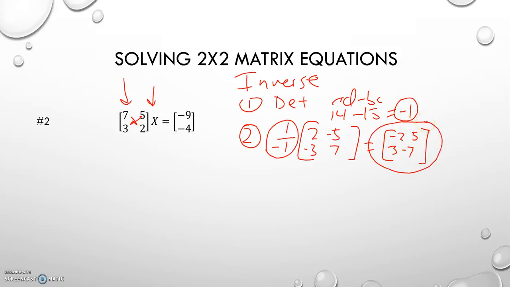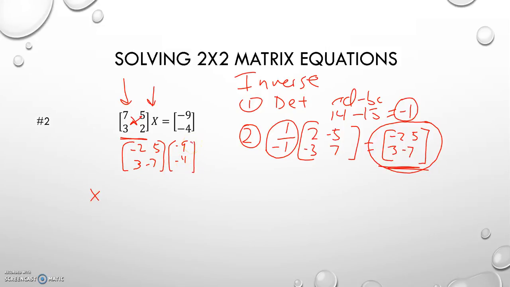So if I were to multiply this inverse times this matrix here, I should get 1, 0, 0, 1, which is the identity matrix. 1, 0, 0, 1 times x is just x. So on the left-hand side, I will just get x. But then I'm going to have to take this inverse matrix and multiply it by the other side, which means I'm going to take -2, 5, 3, and -7. And I'm going to multiply that times -9, -4. Notice I have to put the inverse matrix first.